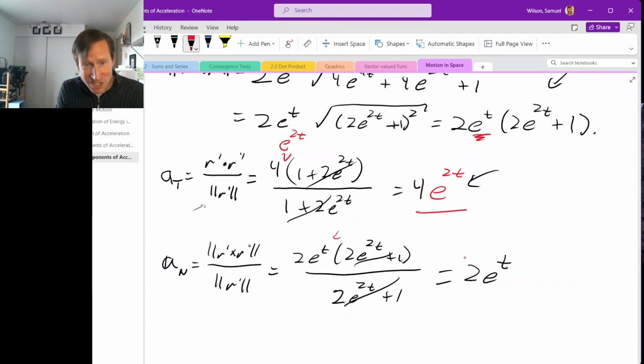So we got our tangential acceleration, our normal acceleration. I'm not saying that it isn't a longish calculation. It is, but at least we didn't have to differentiate any magnitudes. That's the whole point of these two formulas.